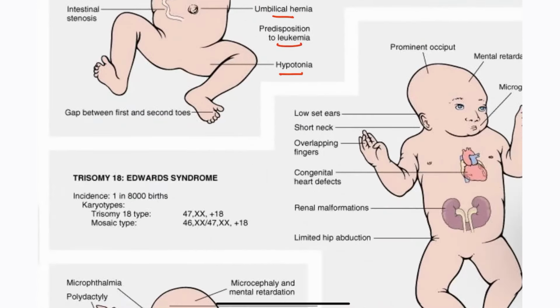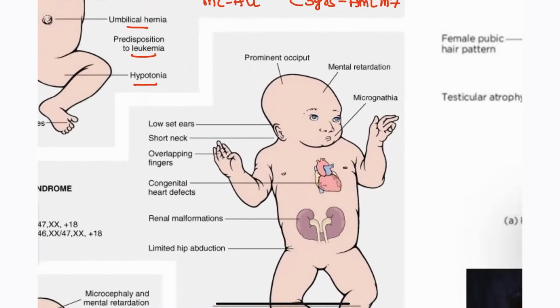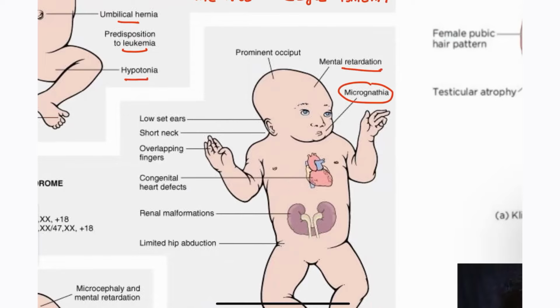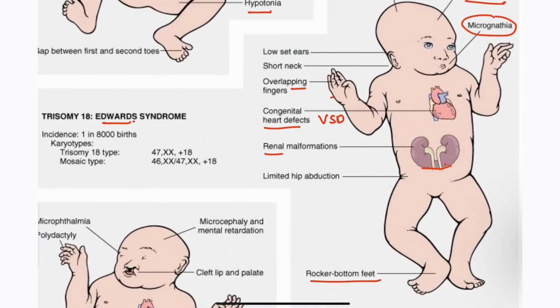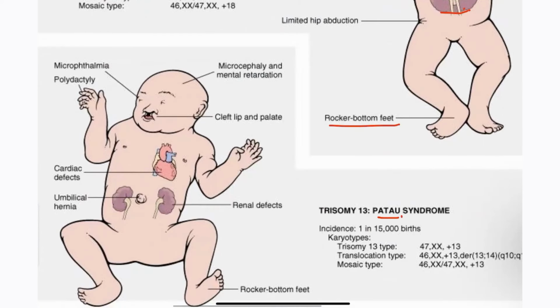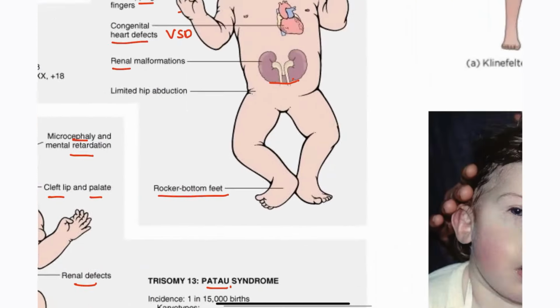Next, trisomy 18, Edwards syndrome. The patient will have micrognathia, mental retardation, prominent occiput, congenital heart disease, VSD being the common one, and renal malformation like horseshoe kidney, overlapping fingers, and rocker bottom feet. Next, Patau syndrome: the patient will have cleft lip, cleft palate, microcephaly, mental retardation, polydactyly, microphthalmia, and renal defects like cystic kidneys. This is Patau syndrome, 13th chromosome.